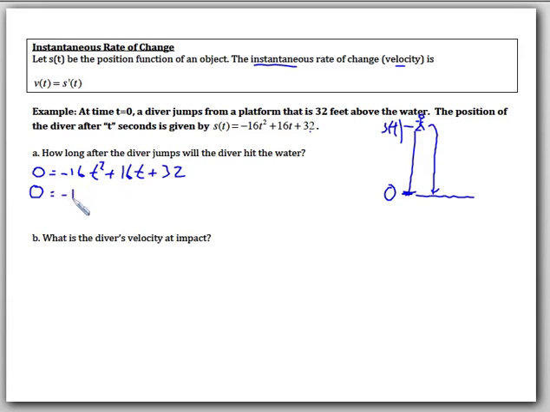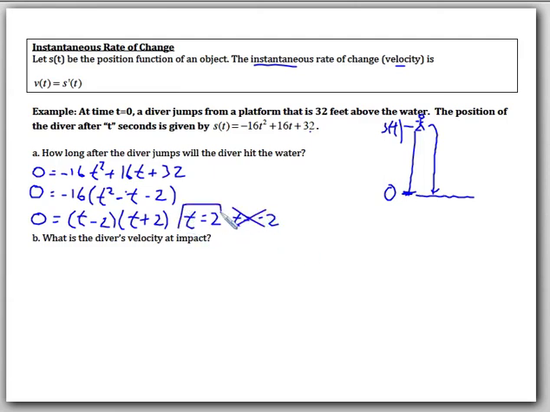Looks like we can factor out a negative 16, so we have t squared minus t minus 2. And the negative 16 won't factor into our answer. Now we want to factor t squared minus t minus 2. So we have t minus 2, t plus 1. And this would give me the solutions t equals 2 or t equals negative 1. And we don't deal in negative time. So at time equals 2, it takes him 2 seconds to get down to the bottom.